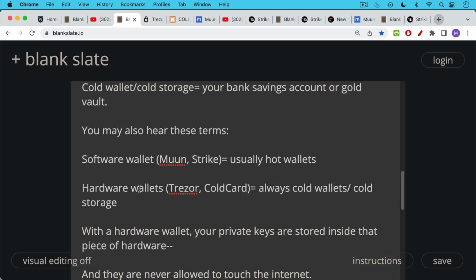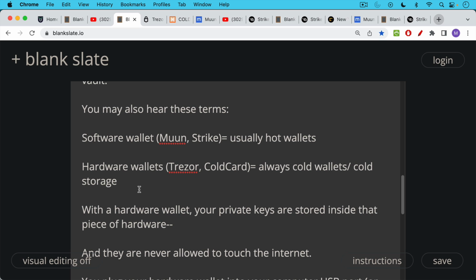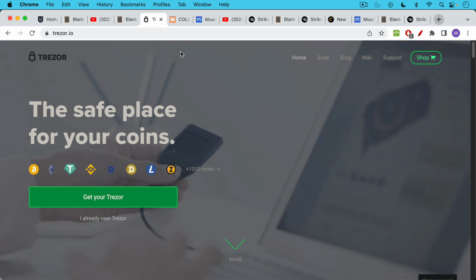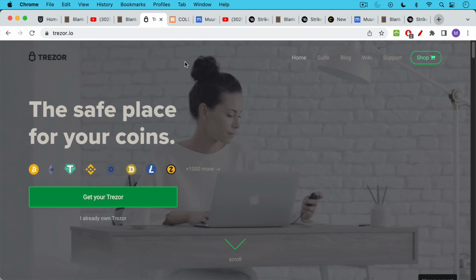With a hardware wallet, your private keys are stored inside that piece of hardware. So it doesn't store your Bitcoin, but it stores your private keys. Your Bitcoin doesn't really exist anywhere except on the blockchain as an entry. But you're able to move your Bitcoin to the extent you hold your own private keys, and you can sign transactions. So unlike a software wallet, with a hardware wallet, your private keys never touch the internet. Basically, you take one of these hardware wallets that look like this. This is the Trezor. You plug it into your USB port.